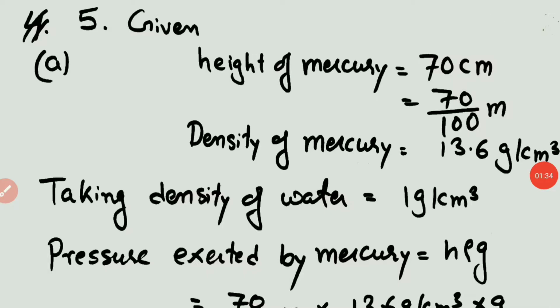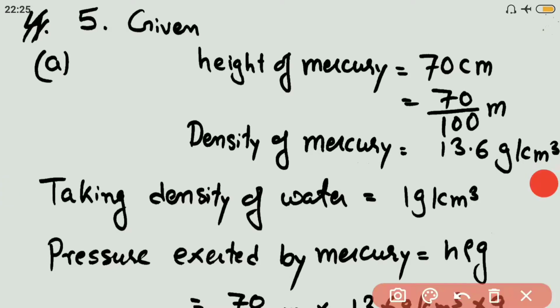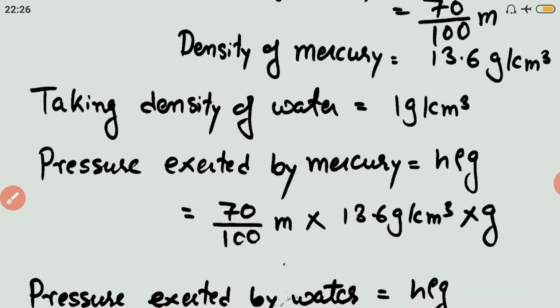Coming to the solution of number 5, the things given to us: the height of the mercury column is 70 centimeter. Here I am converting it into meter because I need to do the calculation in SI units, so it is 70 upon 100 meter. Next, the density of mercury is 13.6 gram per centimeter cube, which is given to us. Taking the density of water as 1 gram per centimeter cube, the pressure exerted by mercury should be equal to H rho G.